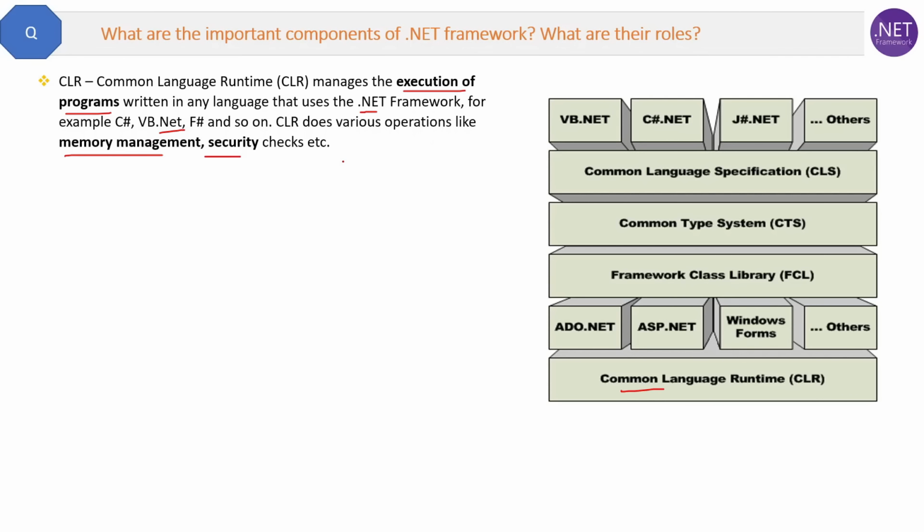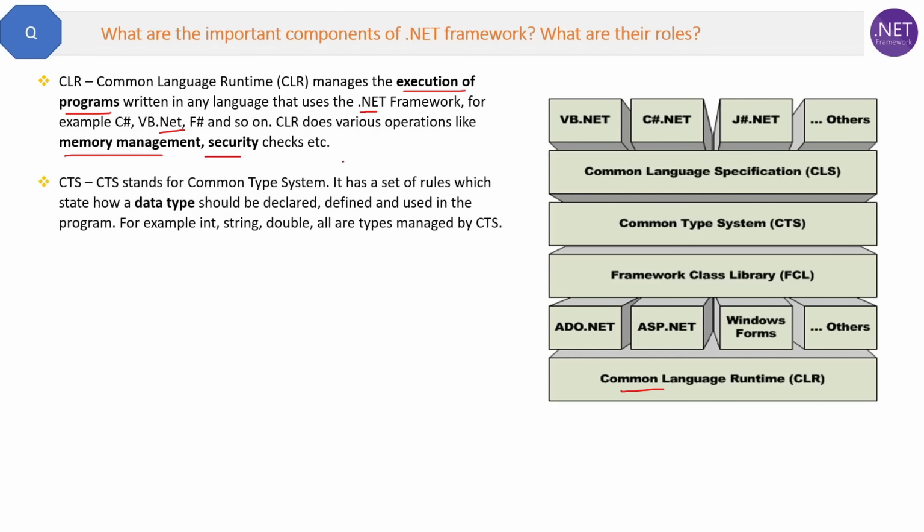So CLR is the main component. It stands for Common Language Runtime, and what it does is it manages the execution of programs. Second one is CTS, which stands for Common Type System. It is the set of rules which state how a data type should be declared, defined, and used in the program. So we know that we have data types in C# like integer, string, double, and many others. So there will be a set of rules which manage how these data types should be declared, defined, and used in programs. That is managed by the CTS, the Common Type System.